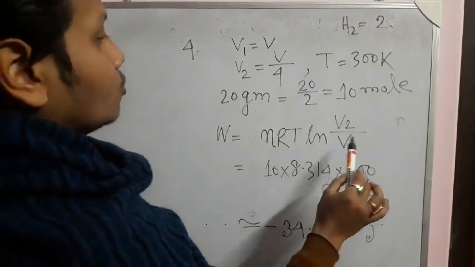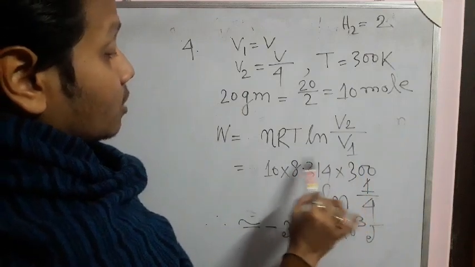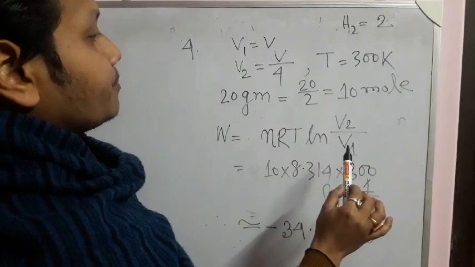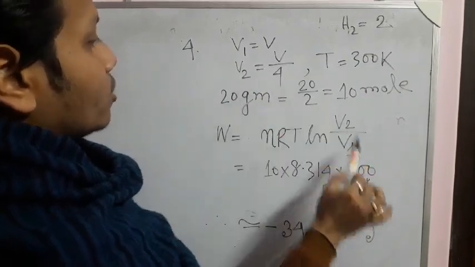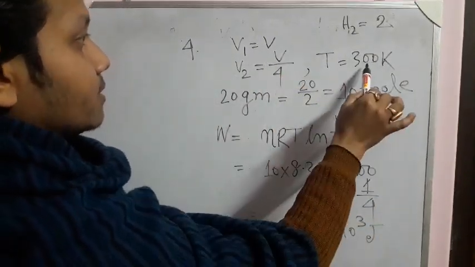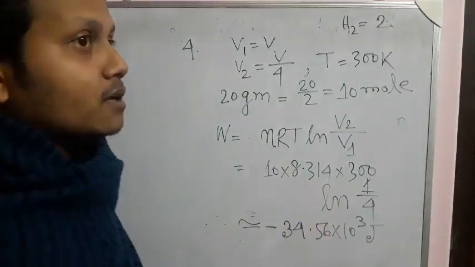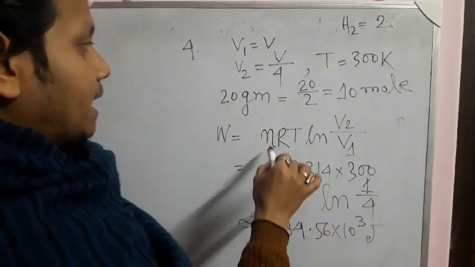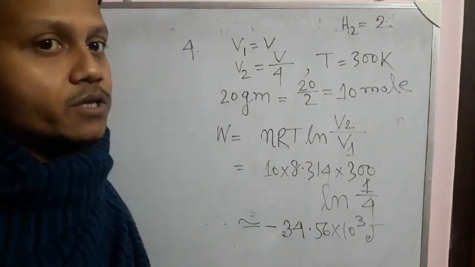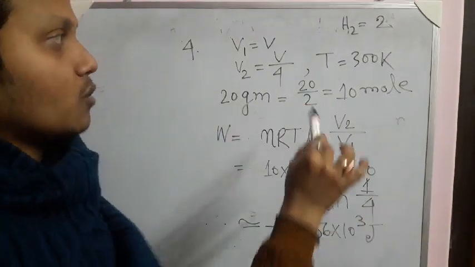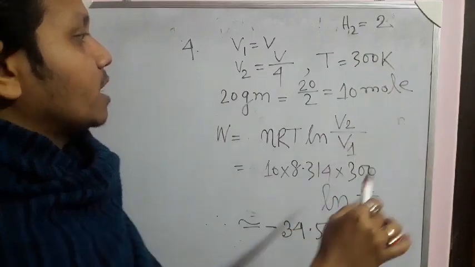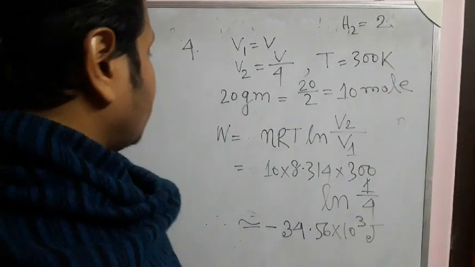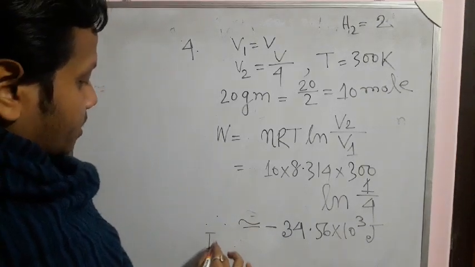So this is the formula during isothermal compression, nRT ln V2 by V1. All are given: V2 is V by 4 and V1 is V, T is 300 Kelvin. R in SI unit we all know 8.314 joule per mole Kelvin. And n is given: 20 gram of hydrogen means 20 divided by molecular weight, that is 2, 20 by 2, 10 mole. Okay, so this is the amount of work done during isothermal compression.